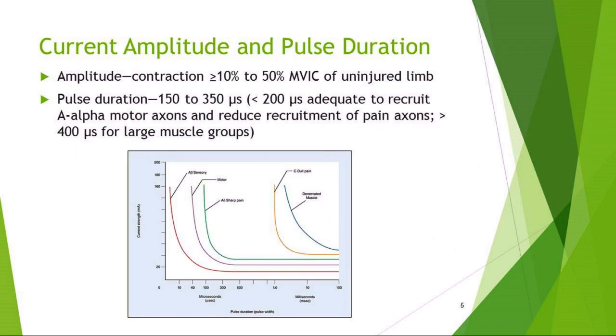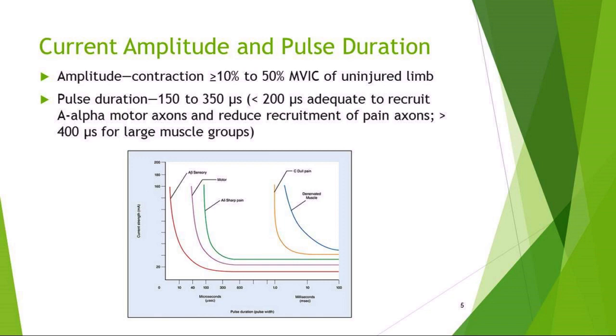So we're back to the strength duration curve. Imagine that. The current amplitude needs to be a contraction that is 10 to 50% of the maximum voluntary isometric contraction of the uninjured limb. So we're not going to use the maximum voluntary isometric contraction of the injured limb, because that's going to be different since we're not getting optimum muscle recruitment. So we want to get the injured limb back up to the uninjured limb. So we want to have at least 10% of what we have in the uninjured limb.